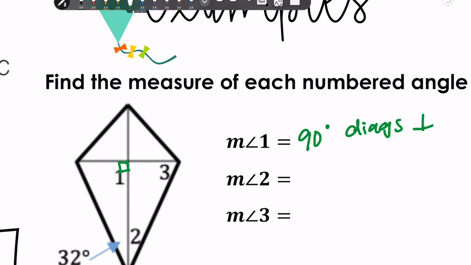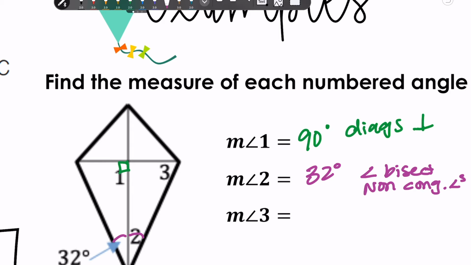Then we're going to use that second theorem, the last one that we just spoke about, that this diagonal cuts this opposite angle into two congruent pieces and bisects it, which means that the measure of angle 2 is going to equal 32 degrees. And I'm writing down that it's an angle bisector for my non-congruent angles.